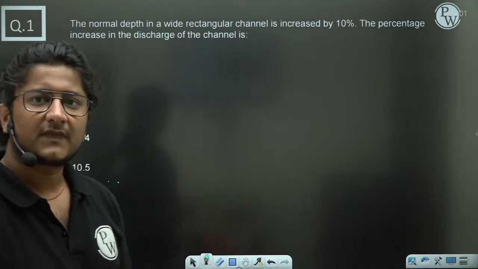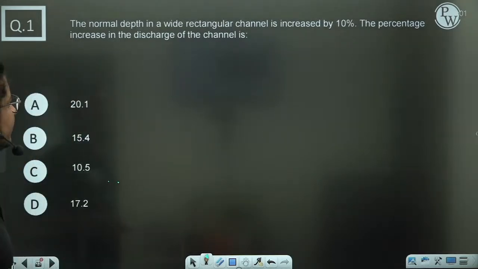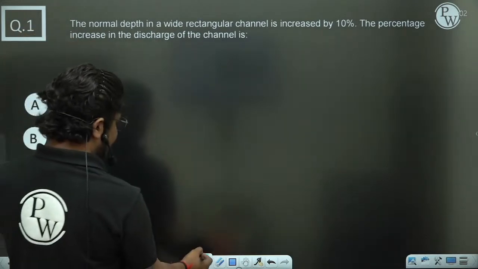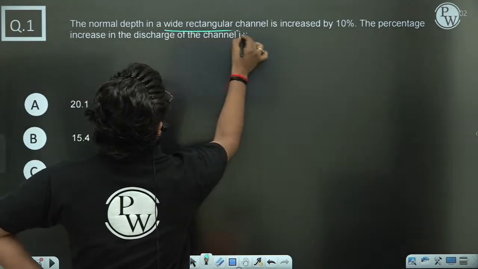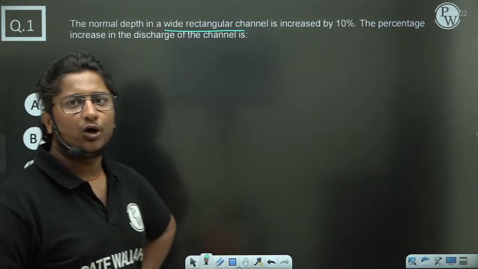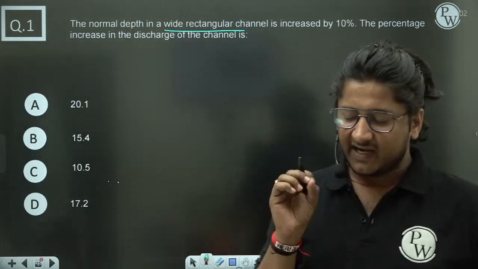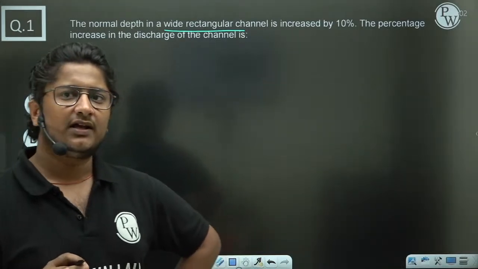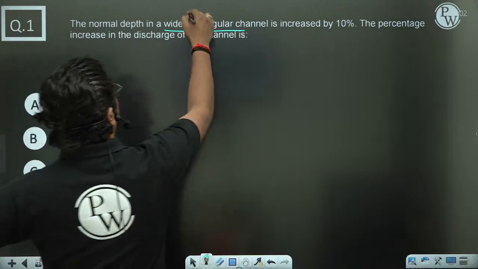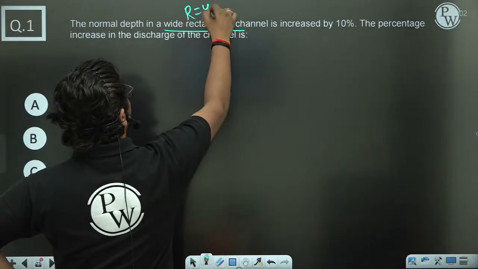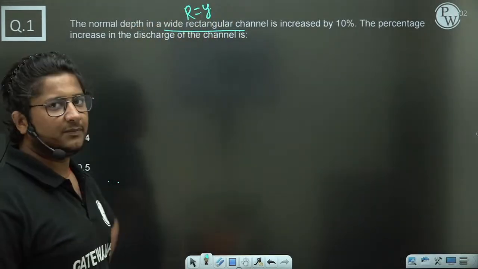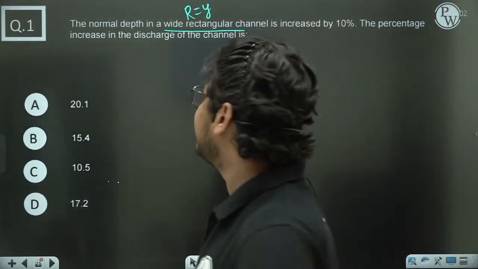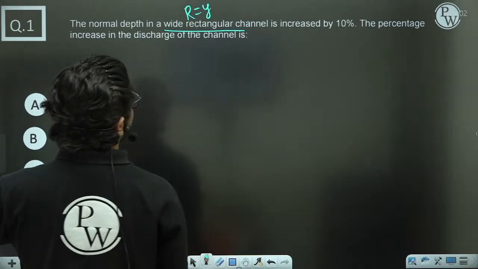Okay. So now look at the question part first. Normal depth in a wide rectangular channel. So if you notice, my dear, this is a wide rectangular channel. Just by reading this question, how many of you think that, okay, it's a wide rectangular channel, that means R will be equal to Y? If this thing came to your mind, that means you are revising everything in an excellent way. R equal to Y.